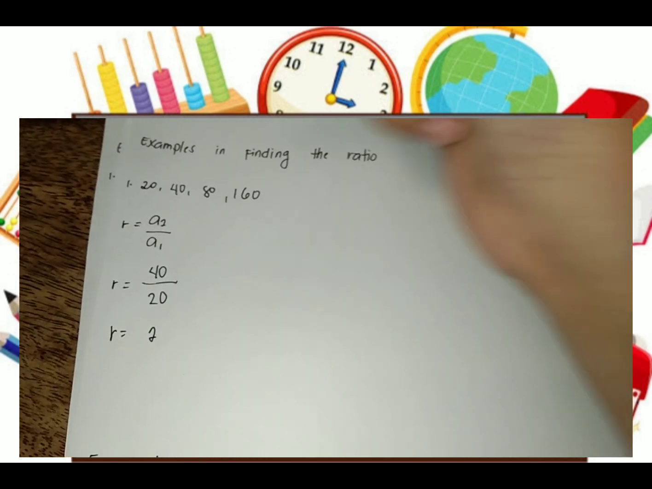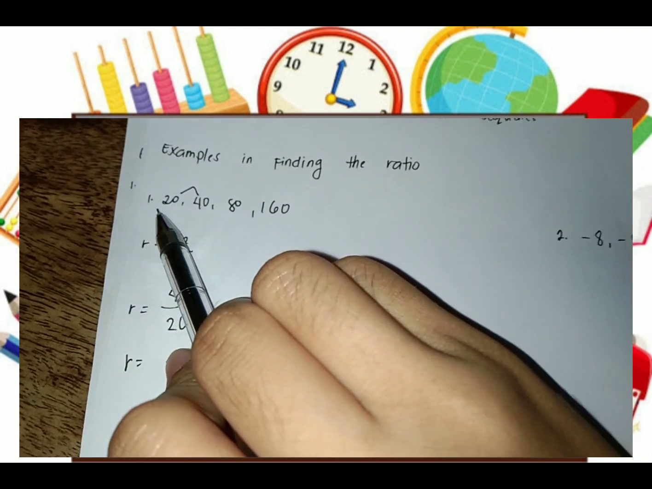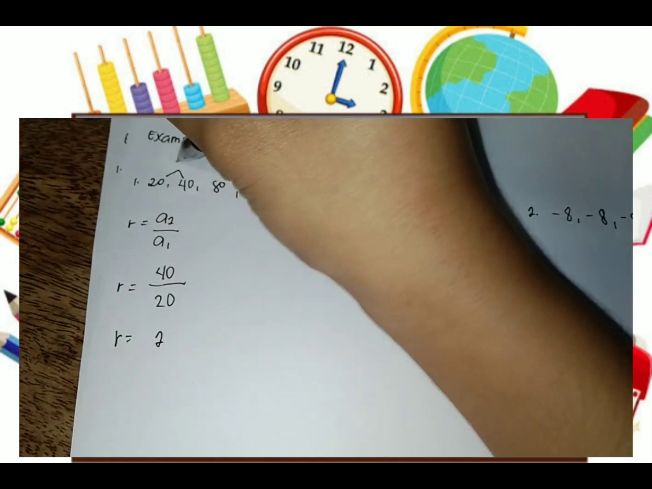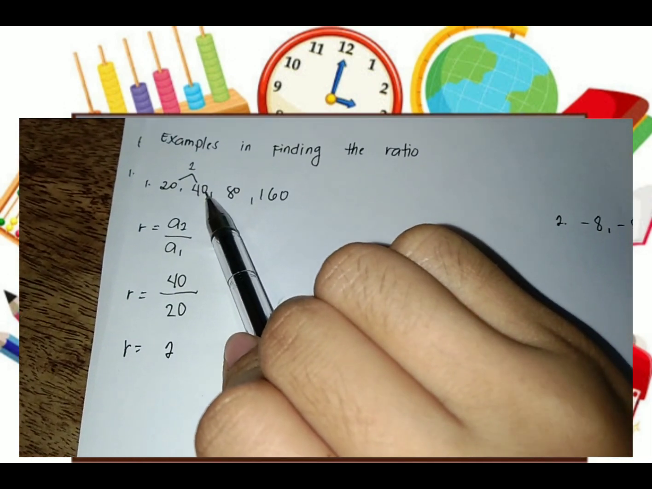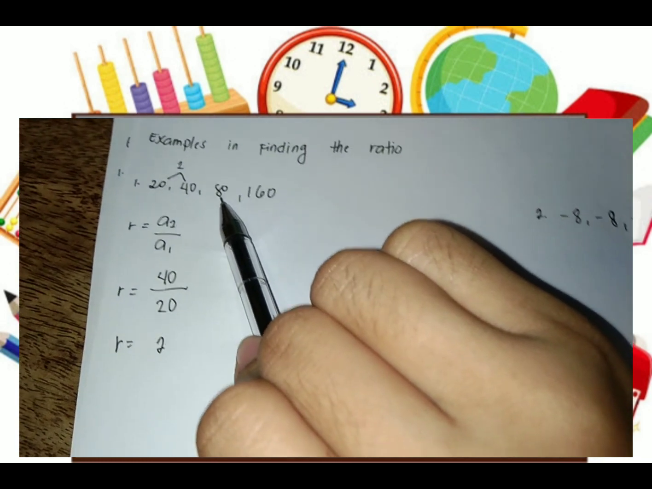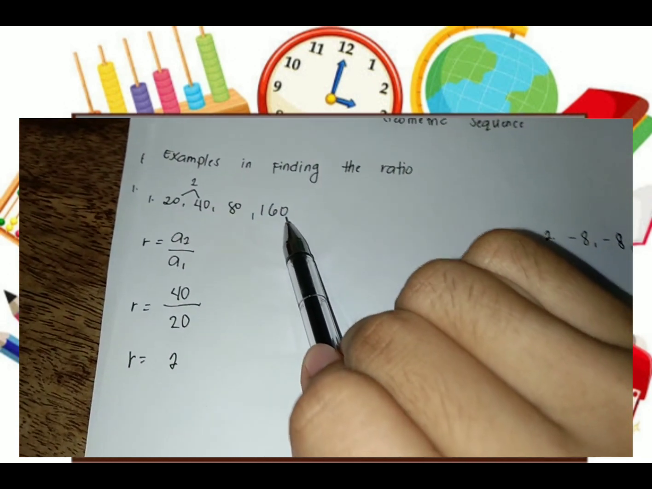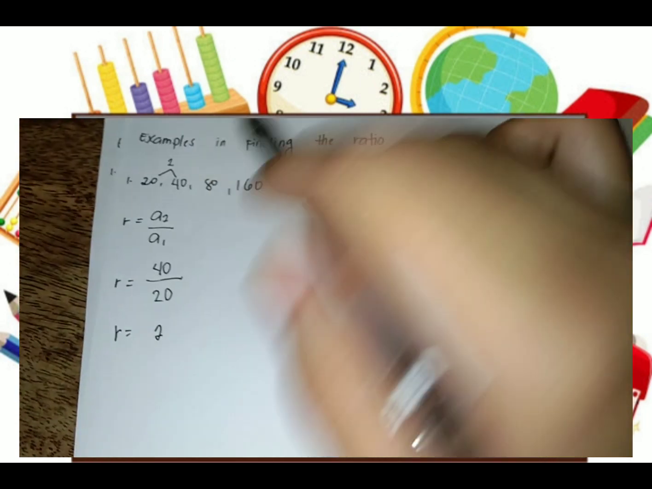To understand better, if you multiply this 20 by 2, the answer is 40. It is the same with 40: if you multiply by 2, the answer is 80. If you multiply 80 by 2, the answer is 160. In this way, we can see that there is a pattern.